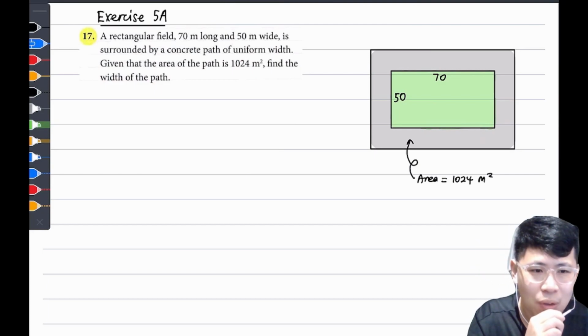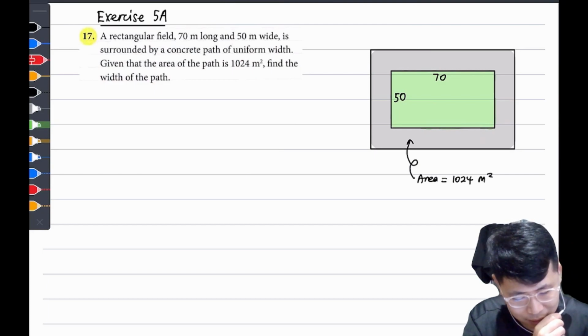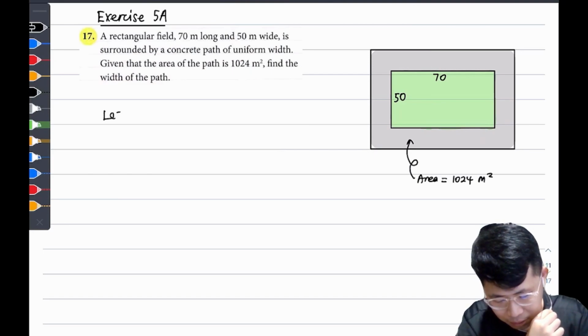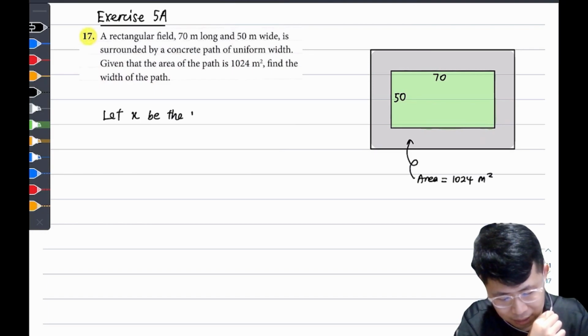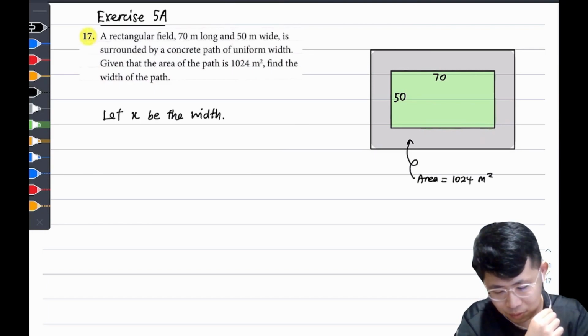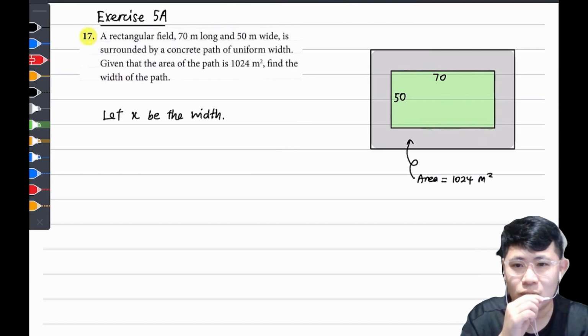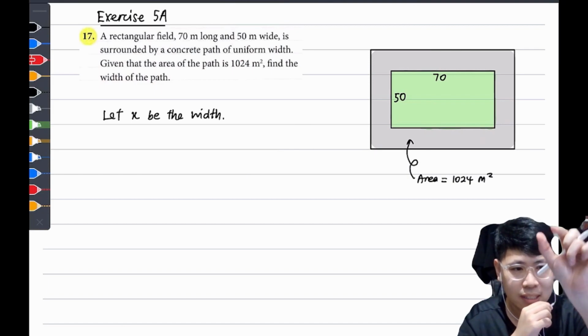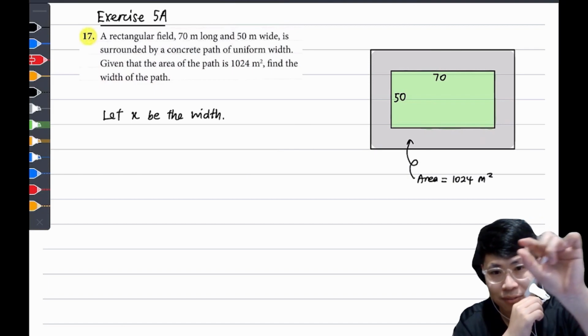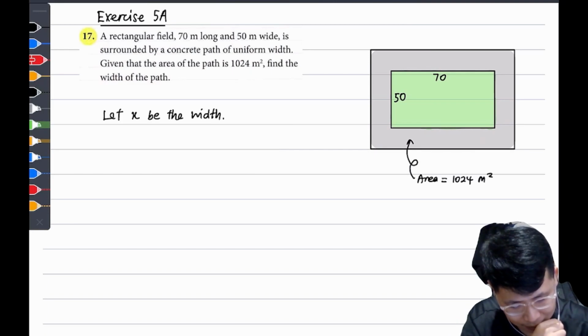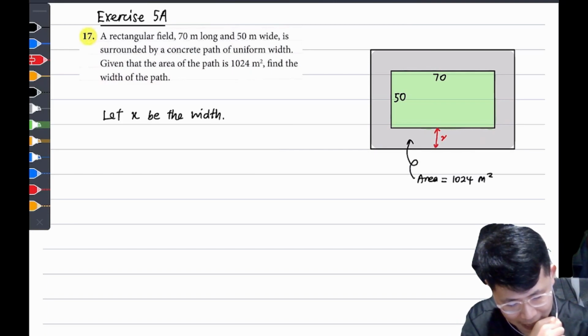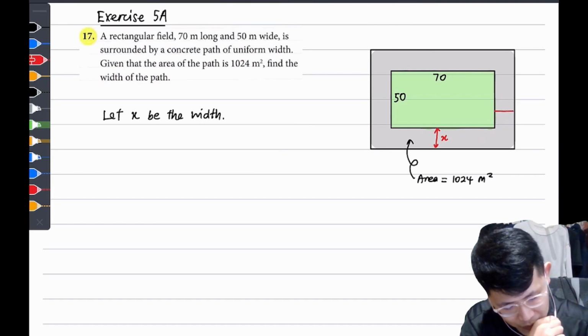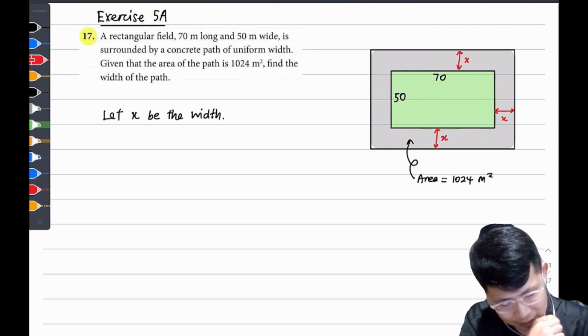So how do we find the width actually? Because it's uniform width, let x be the width of the path. It's a uniform width, so it's going to be consistently wide throughout the whole path. You see that? So this one over here is going to be x, this one over here is going to be x, this over here is going to be x, and this over here is also going to be x.